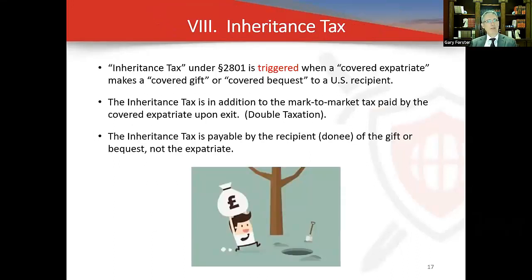So that's the mark to market. If you have a question, just let me know through the Zoom. The inheritance tax is, and we're on time. That's good.